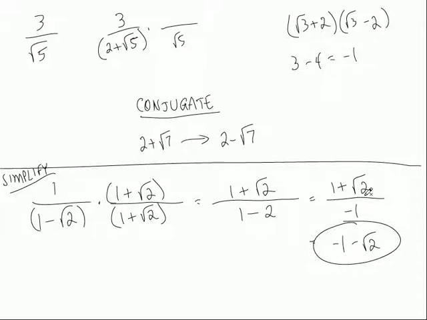You see it? Alright, so if there's a negative here, it's 1 divided by negative 1, which is negative 1. Then it's positive square root of 2 divided by negative 1, which is negative square root of 2. You good? Alright.